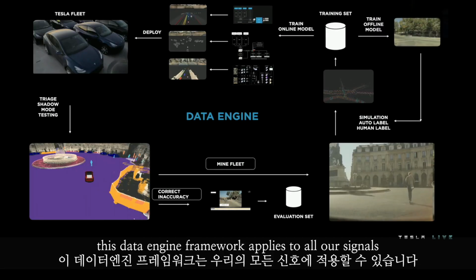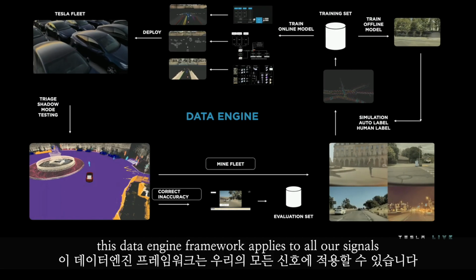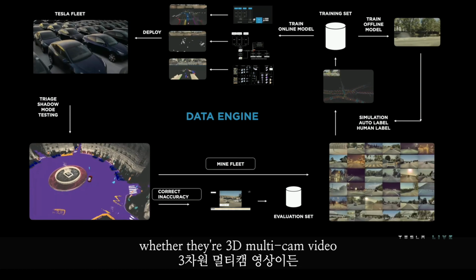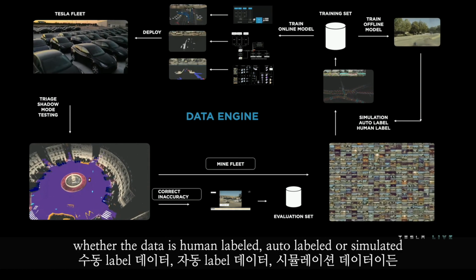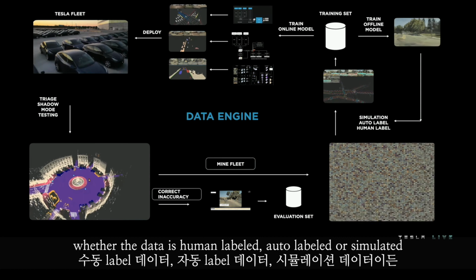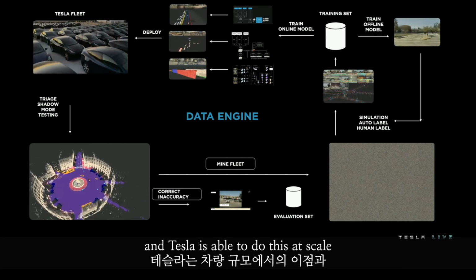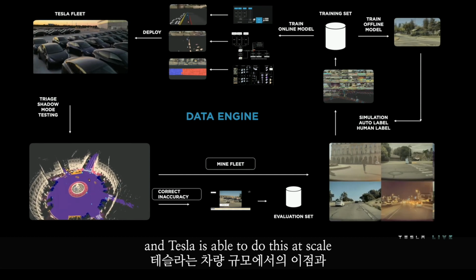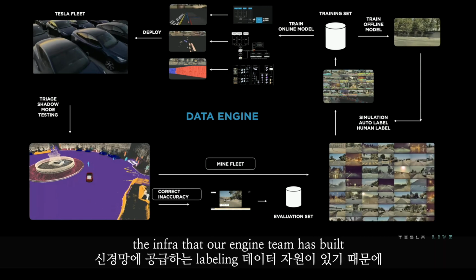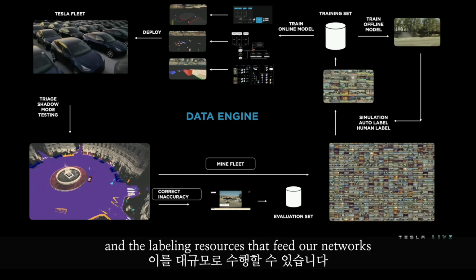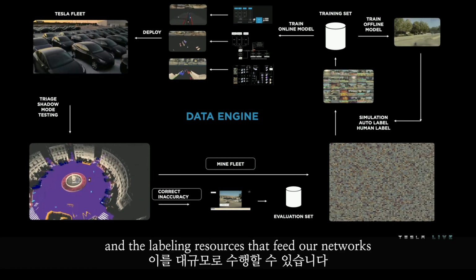This data engine framework applies to all our signals, whether they're 3D, multicam video, whether the data is human-labeled, auto-labeled, or simulated, whether it's an offline model or an online model. And Tesla's able to do this at scale because of the fleet advantage, the infra that our Eng team has built, and the labeling resources that feed our networks.